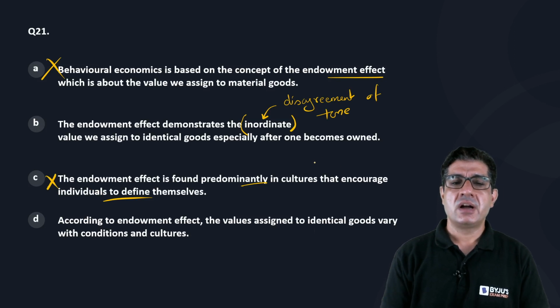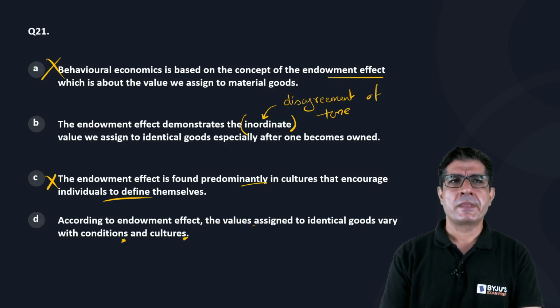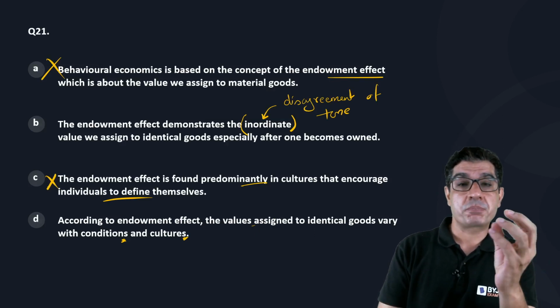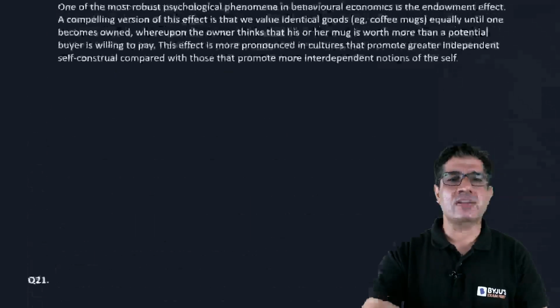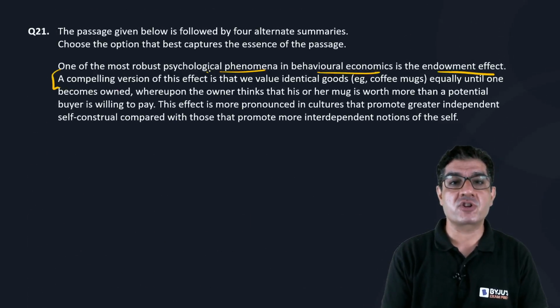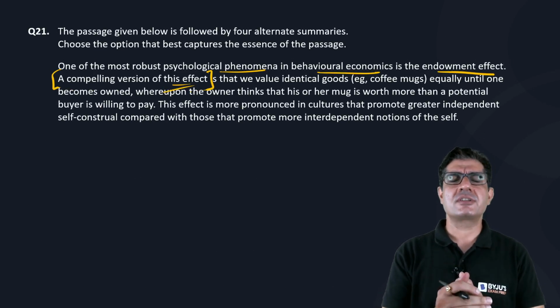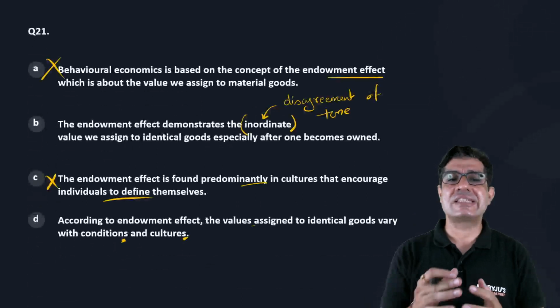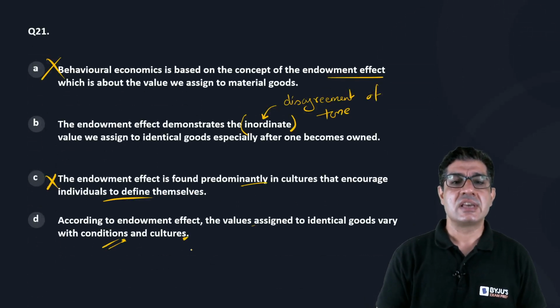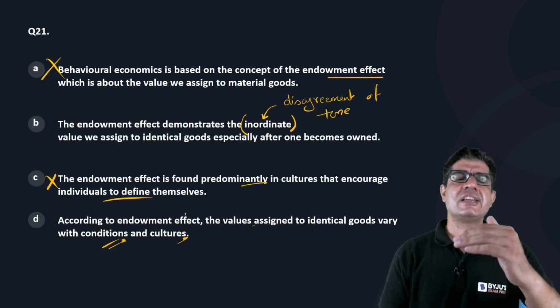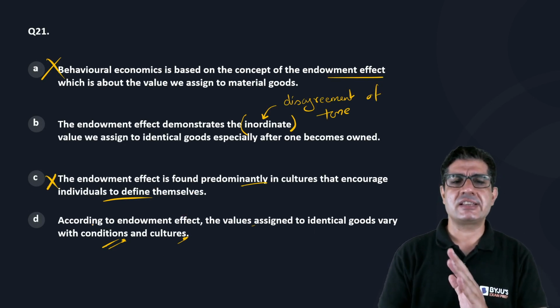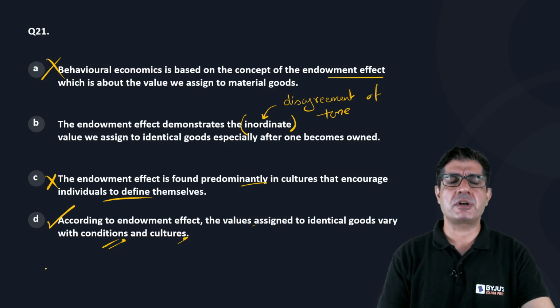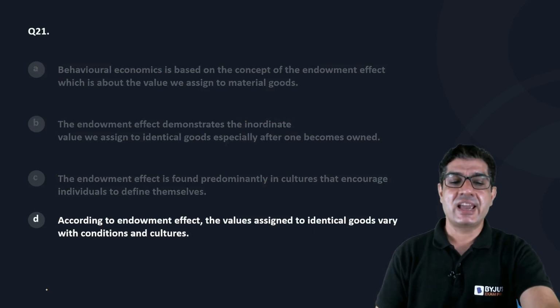Let's look at D. According to endowment effect, the values assigned to identical goods vary with conditions and cultures. This is even better. Now you may look at it and say, hey, we are not talking about two identical goods where ownership is introduced. But then let me take you back to the paragraph carefully. It says a compelling version of this effect. So this difference of ownership is just one version. There can be other versions that may involve different conditions, and it also mentions cultures. So D essentially accommodates everything very nicely, very concisely, and therefore for question number 21, let's go ahead and choose D as our answer.